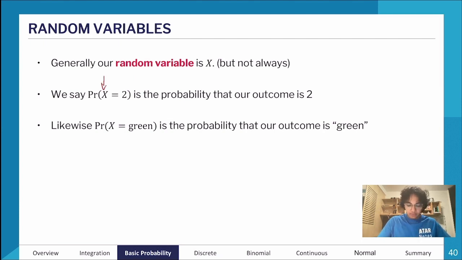So what that means, how is it represented? Capital X is the random variable, whereas 2 is the particular event, right? So the probability of x equals 2 just means the probability that our outcome is equal to 2. X equals green is the probability that the outcome is equal to some defined thing known as green.